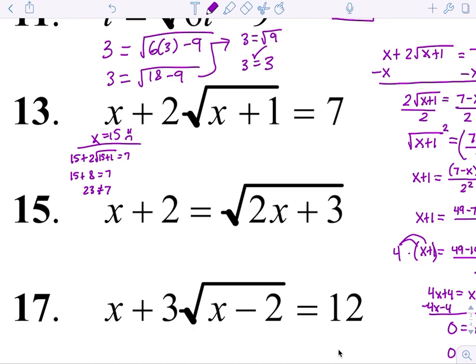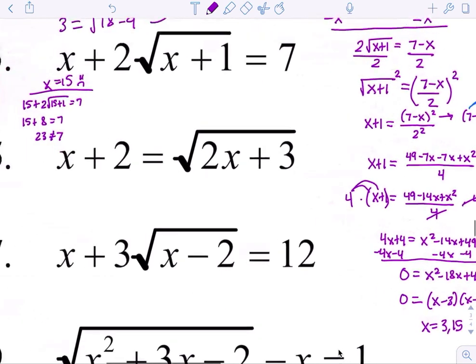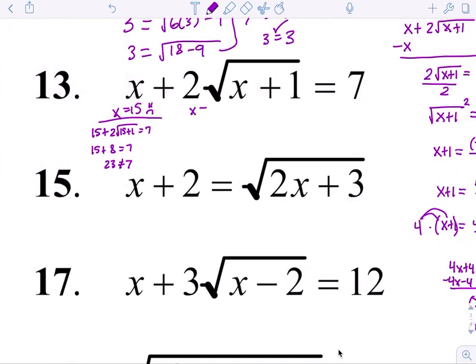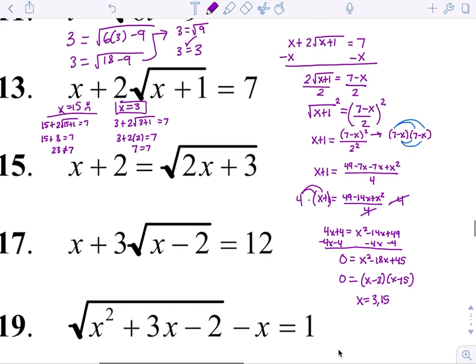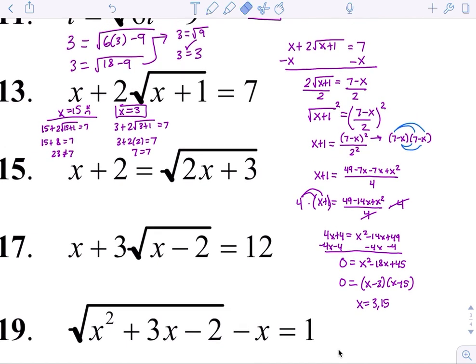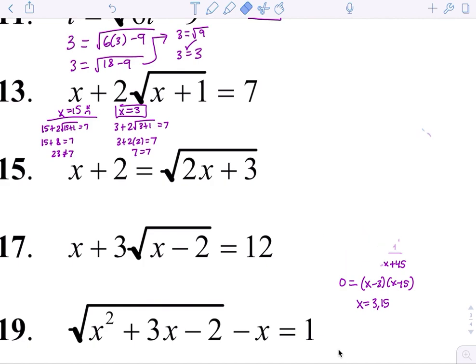Now let's check our other answer we got, right? We got x was equal to 3. So plug 3 into your x's. So we're going to get 3 plus 2 radical 3 plus 1 is equal to 7. 3 plus 1, you guys, is 4. So square root of 4 is 2. So 3 plus 2 times 2, and that's 4 plus 3. So 7 equals 7. So x is equal to 3 is our solution. x equals 15 is an extraneous solution. Okay, you guys. Nice problem.